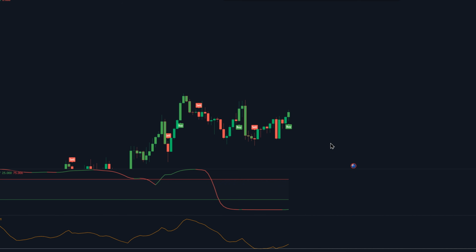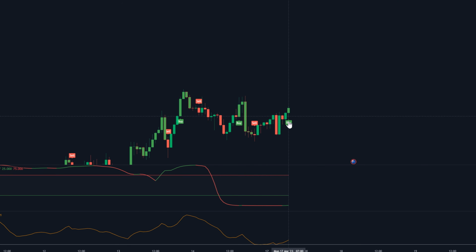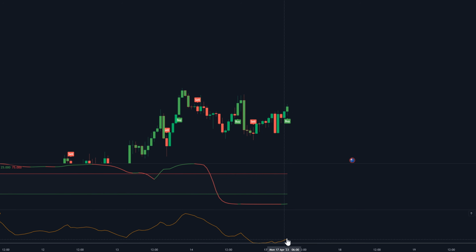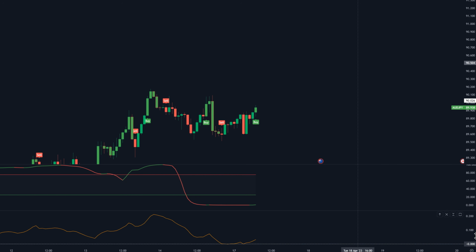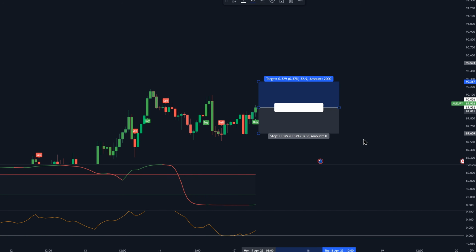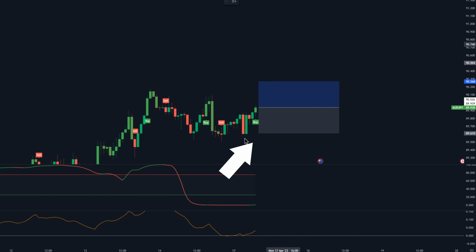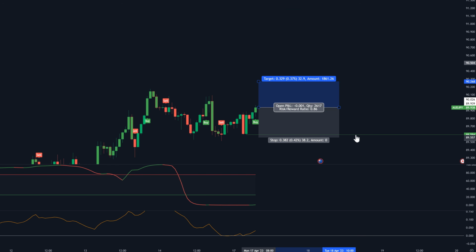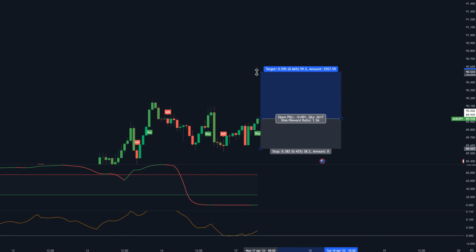Condition number 3, which is also the last condition, is that on the same signal candle, we need this orange MACD line to be above the zero line. All our entry conditions are met on this candle, so we're gonna enter a long position here. We're gonna set our stop loss below the most recent swing low, and for the take profit, we're gonna target a risk-reward ratio of 1.5.